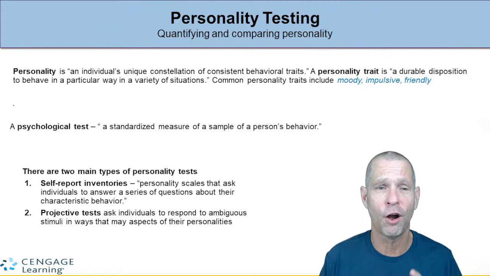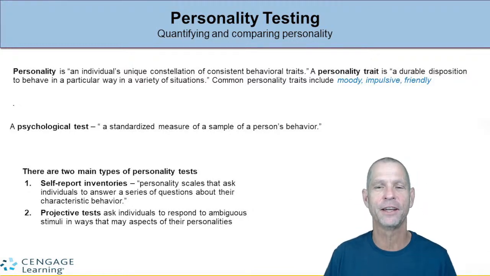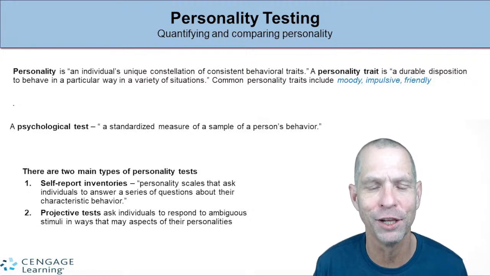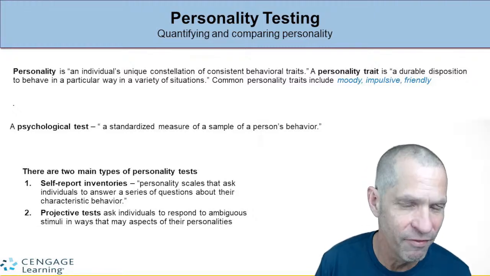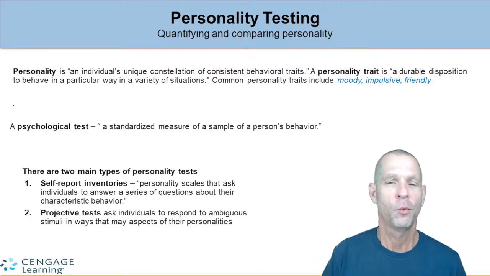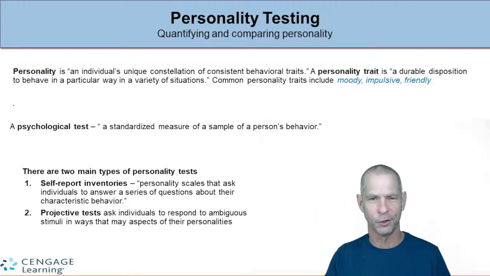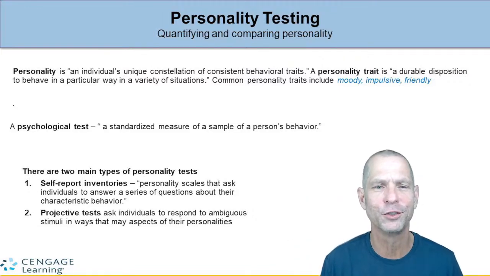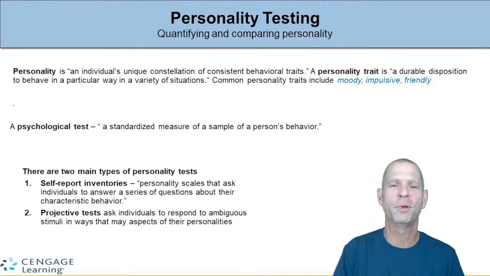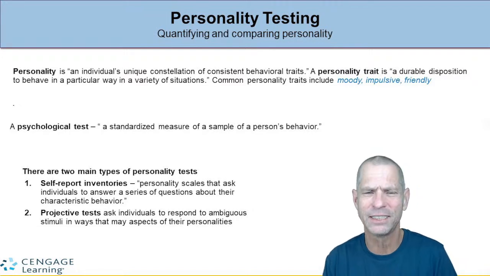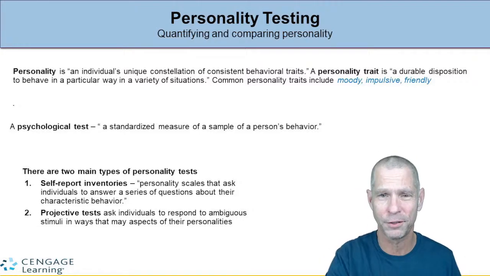The first are self-report inventories, where I directly ask you to describe yourself. Hopefully Timmy's still in here. Timmy, how extroverted are you on a scale of 1 to 10, with 1 being not extroverted at all and 10 being very extroverted? Timmy, how agreeable are you on a scale of 1 to 10, with 1 being not agreeable at all and 10 being incredibly agreeable? How do you rate yourself? If I ask Timmy that way, that's what's known as a self-report inventory. In fact, most of the tests that you are going to take are self-report inventories. This is simply a personality test that asks you to describe yourself using a series of direct questions about your characteristic behaviors.